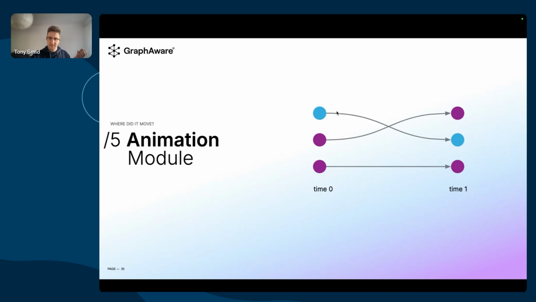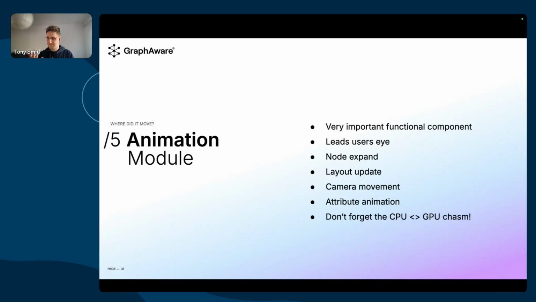For example, here at time 0, you got these nodes, then you have these nodes. And if you didn't have an animation, you don't know whether they moved like this or like this. It's crucial to know what the animation leads, what was the before state and after state. It's specifically for layout updates or camera movement or even attribute animations. And don't forget the CPU and GPU cousin, right? You cannot send all the positions every time there and back.